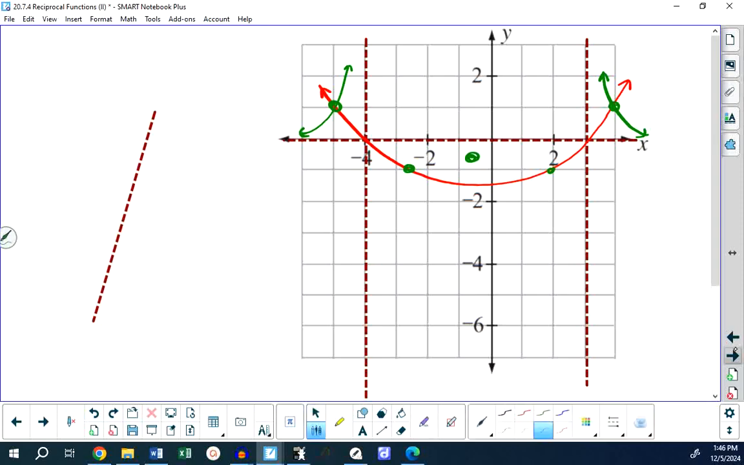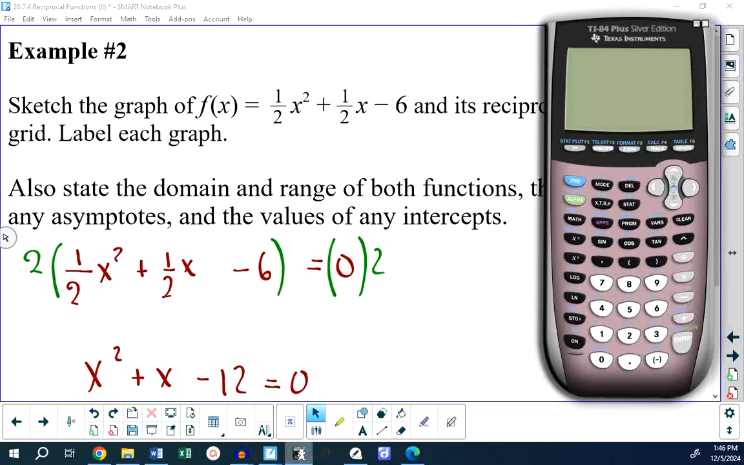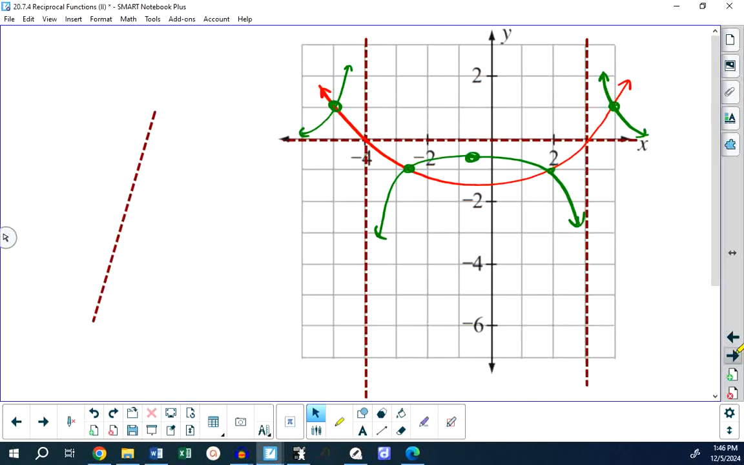The graph should look like that. Well, let's go to our graphing calculator. Let's find out. By the way, don't use the x squared plus x minus 12. You have to go to the original. So y equals 1 over 0.5 x squared plus 0.5 x minus 6. Let's put the same window settings as we have here.